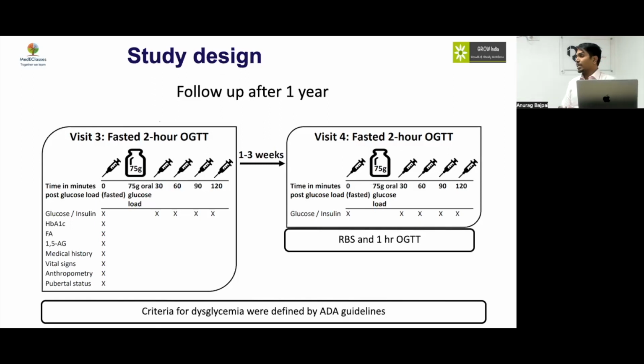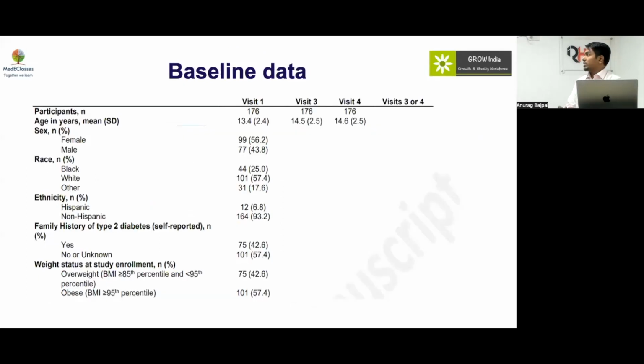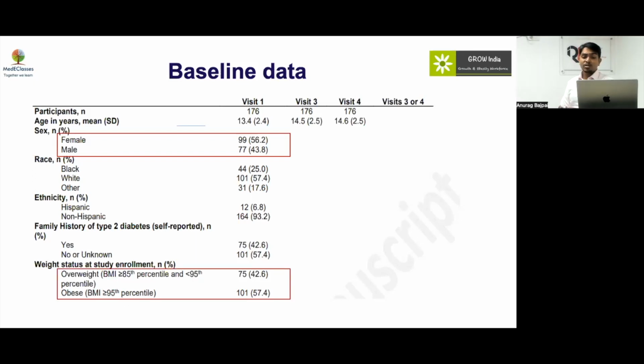Here, the criteria for picking dysglycemia were according to the ADA guideline, which is HbA1c more than 5.6, fasting blood sugar more than 100, and OGTT more than 140. If we see the baseline data, they have included 176 patients in total. The number of females was higher than males, and they have included 58% obese patients, while 43% were overweight. So here they had a mixture of overweight and obese.